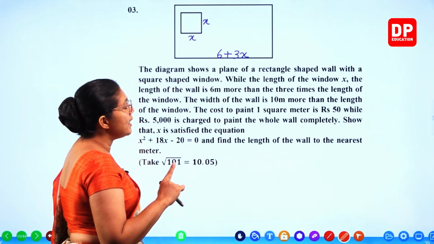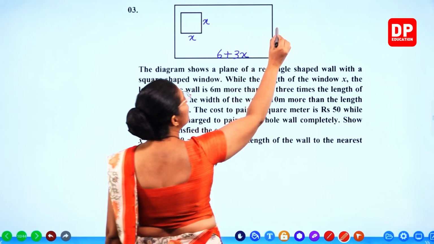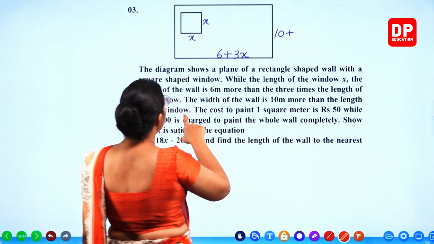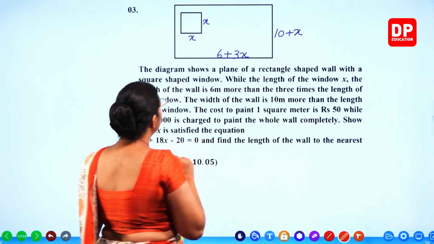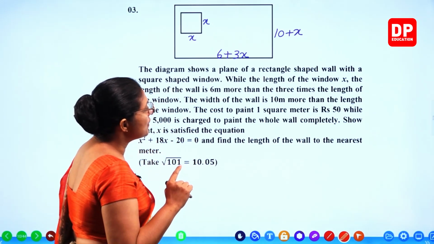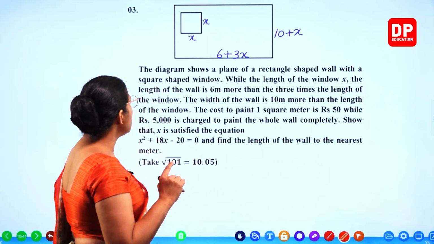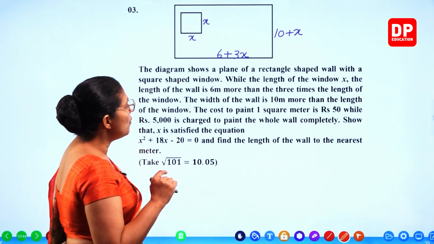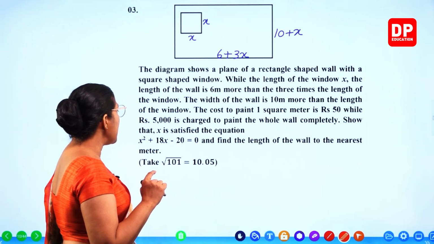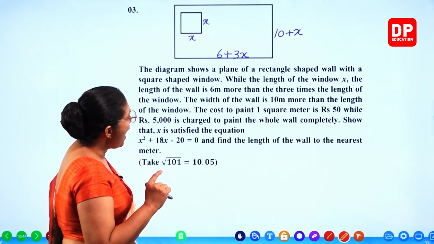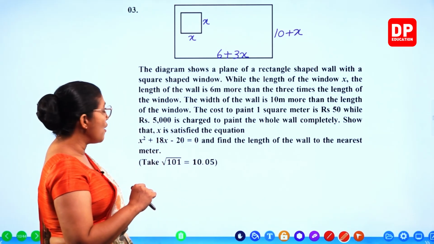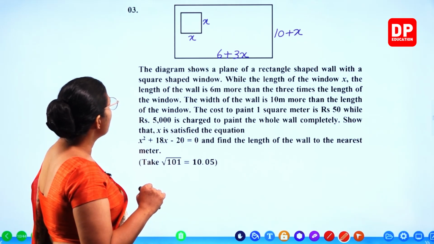The width of the wall is 10 meters more, that means 10 plus, than the length of the window. So 10 plus x. The cost to paint 1 square meter is 50 rupees, while 5,000 rupees is charged to paint the whole wall completely. Show that x satisfies the equation x squared plus 18x minus 20 equals 0 and find the length of the wall to the nearest meter. So you can take root 101 as 10.05.